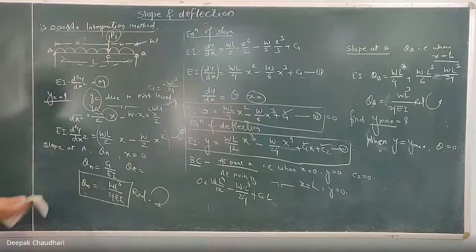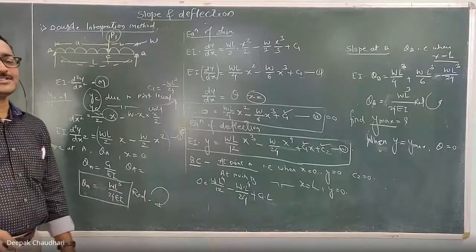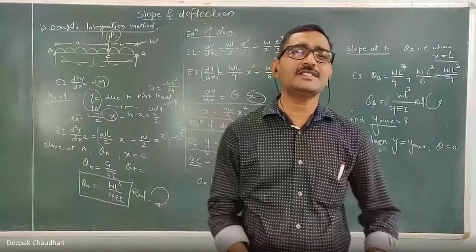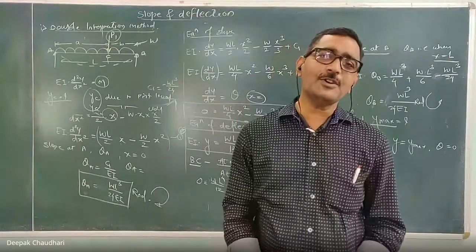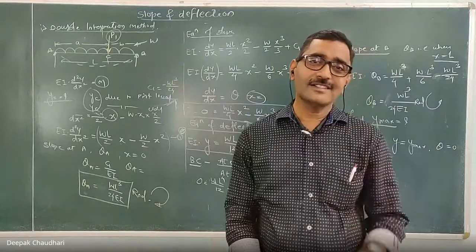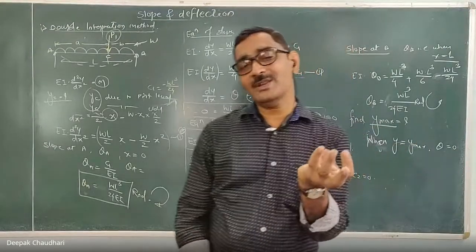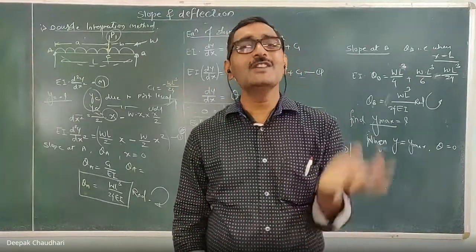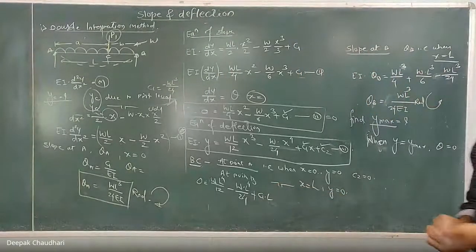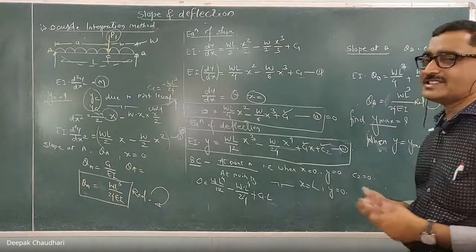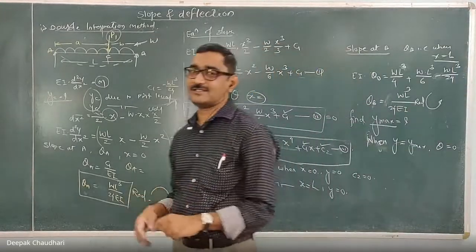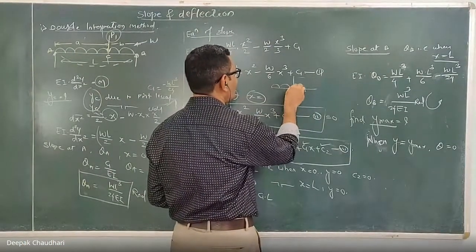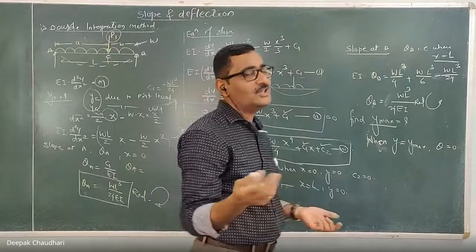Any doubt? I suggest you go through any book or Google it, and remember the standard formulas for the slope and deflection for the simply supported beam carrying the point load at the center, and the simply supported beam carrying the UDL. So if I ask you for a simply supported beam, what is the maximum deflection? That should come to you immediately, that it is WL cube upon 48 EI or something like that. For the simply supported beam carrying the UDL or carrying the point load, how much is the maximum deflection? That formula should come to you immediately.